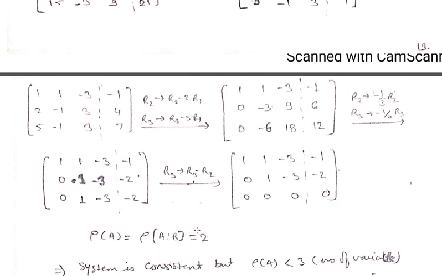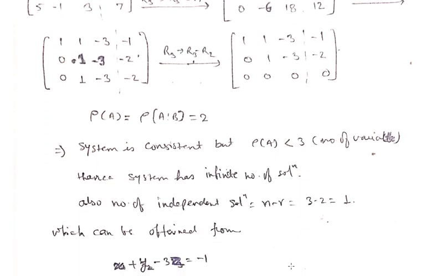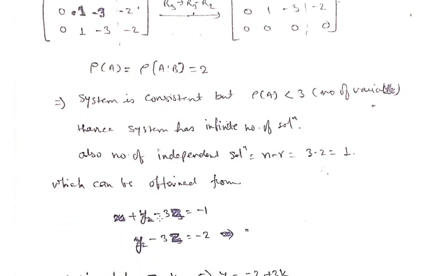Which is less than the number of variables. The number of variables is 3. So if the rank is less than the number of variables, it means an infinite number of solutions will exist. And these infinite solutions will be dependent. Out of these dependent infinite solutions, only n minus r solutions, and n minus r is what? 1. A single solution is independent. The rest of all can be developed or generated through that independent solution.